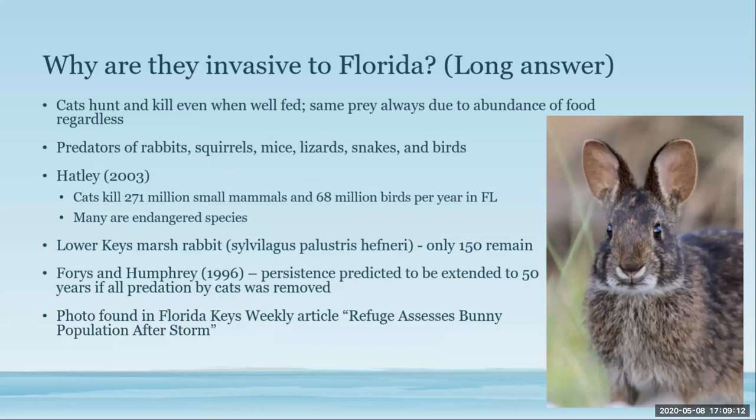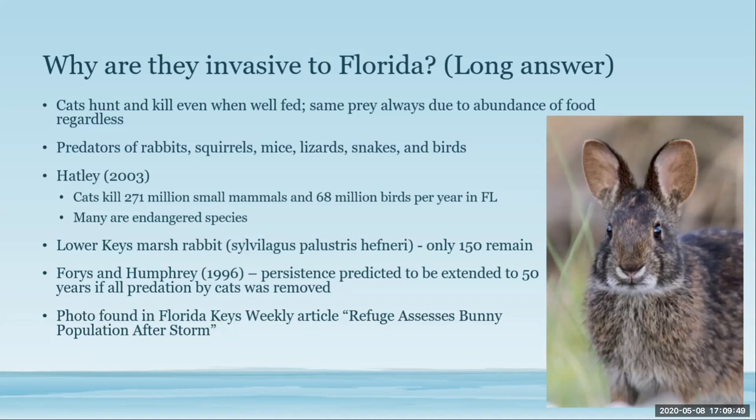First of all, they hunt and kill even when they're well fed. Feral cats have plentiful resources provided for them, not necessarily directly in all cases, but they do have food sources wherever they are. Cat colonies tend to go to where open containers of edible garbage are. Despite the fact that they have this food, they still have this innate instinct to hunt and kill.